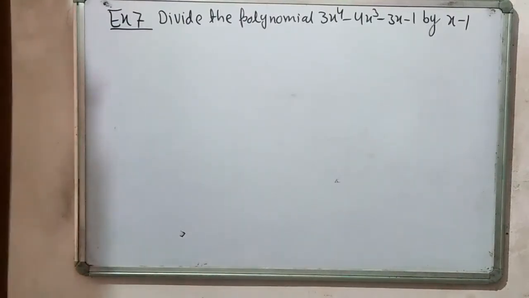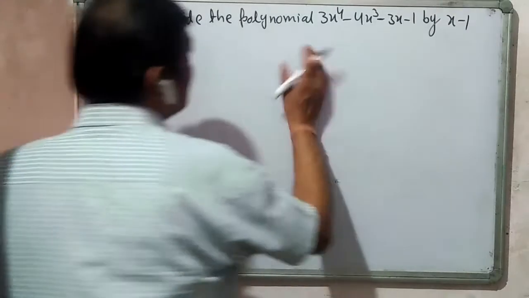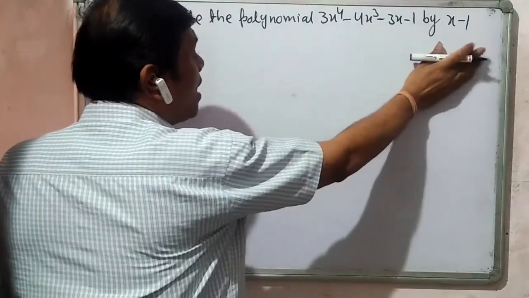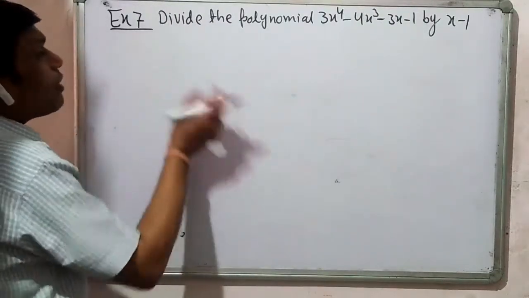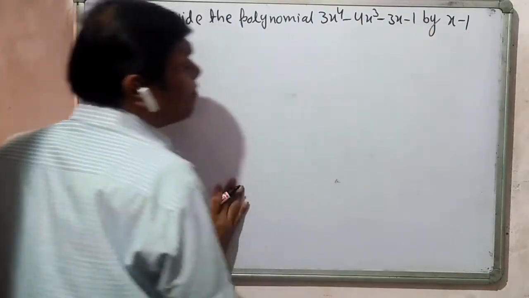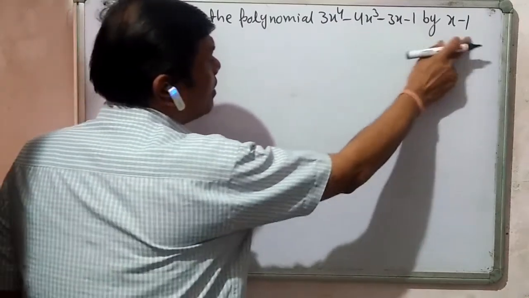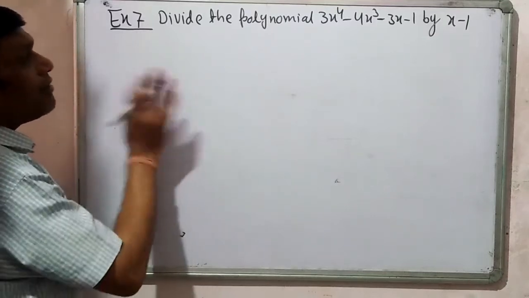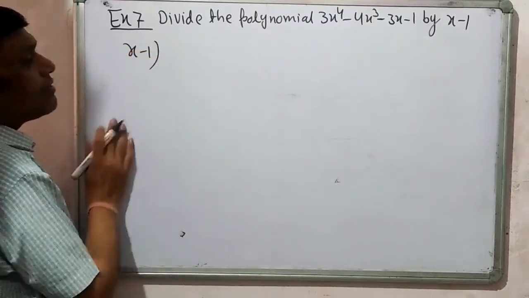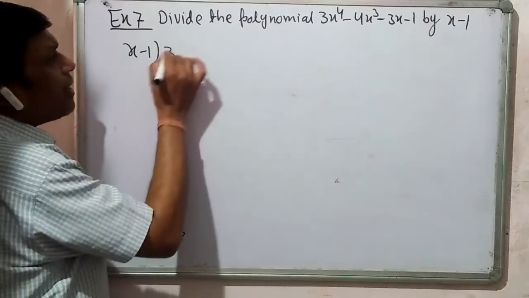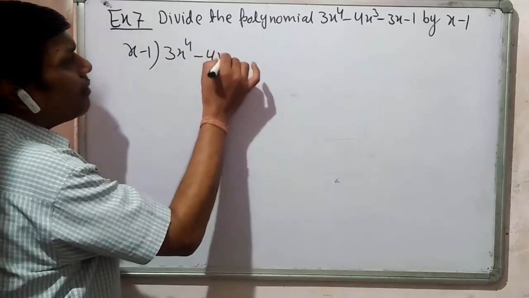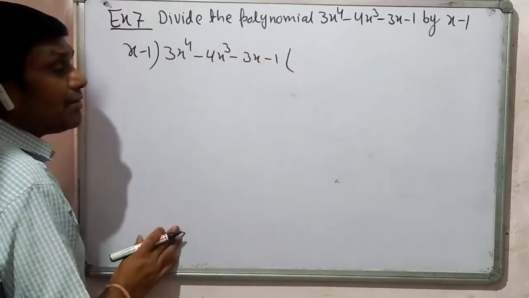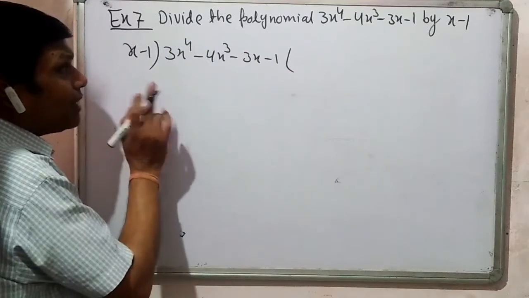Dear students, example number 7 is divide the polynomial 3x raised to power 4 minus 4x cube minus 3x minus 1 by x minus 1. First we observe, are they written in the standard form? The powers are in the decreasing order. That means we can start dividing directly. That means we write the divisor, we write the dividend. Right? Next step is forming the table.